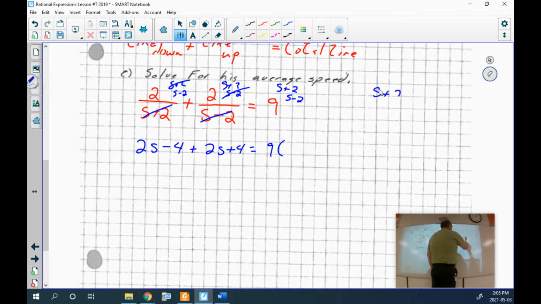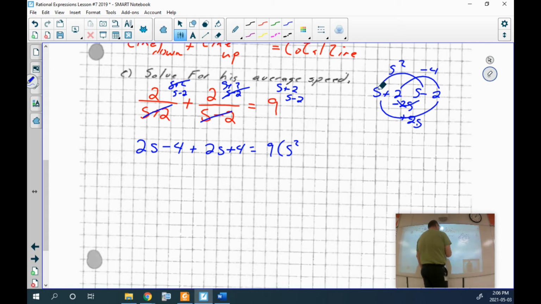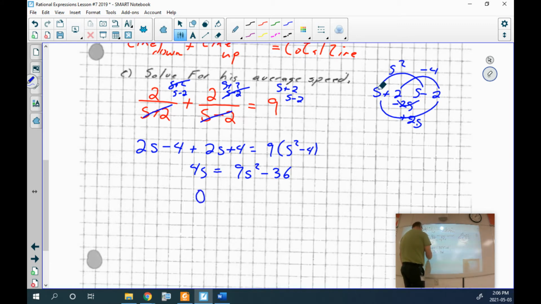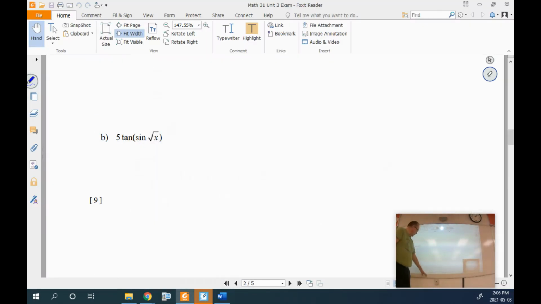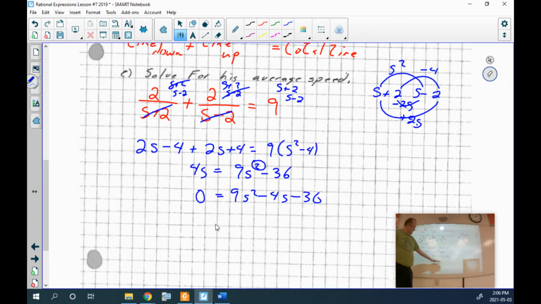Please remember that we have to distribute carefully. s squared minus 4, 2s plus 2s. This one would be minus, so what we end up here with is s squared minus 4. We have 4s equal to 9s squared minus 36. And because we know it's a quadratic, we've got to get everything to that form.